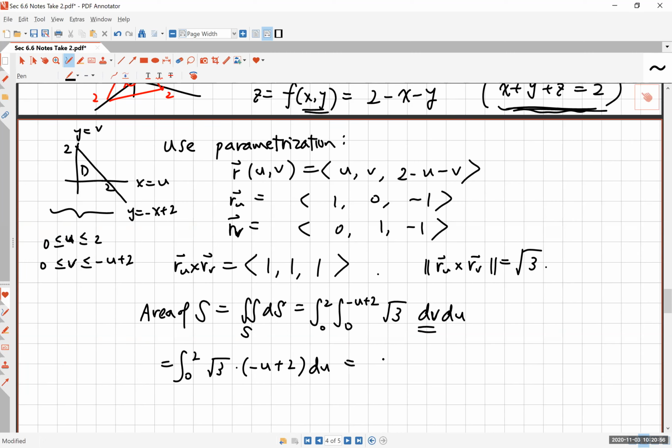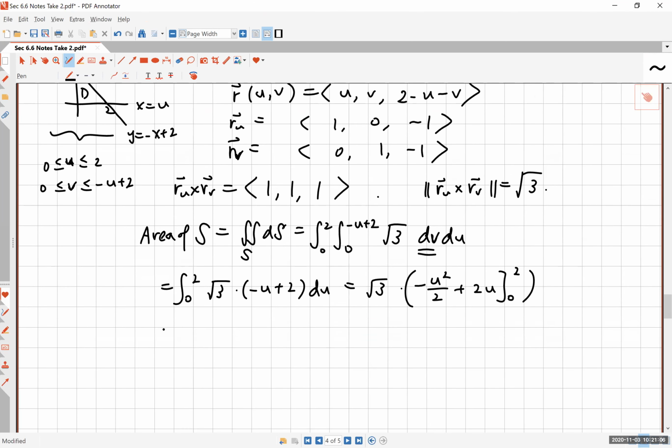Okay, so let's just take the square root of 3 out, right? And then we can integrate this: negative U squared over 2 plus 2U going from 0 to 2. And this will be the square root of 3 times negative 4 over 2, that's negative 2, plus 2 times 2 is 4. So this will be 2 square root of 3. And that is correct in terms of the area of S.